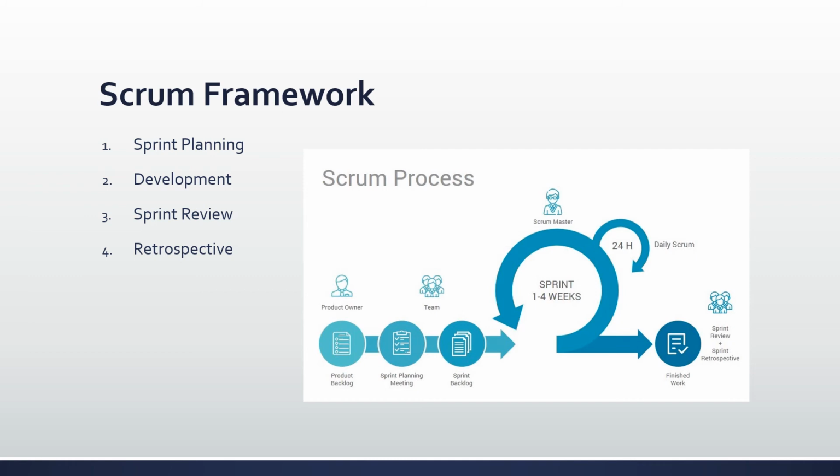And the last part is the retrospective. Finally, a short retrospective meeting, which is about 1.5 hours for a 2-week sprint, reflects on just what was completed in the sprint and what can be improved. And then the cycle starts all over again.